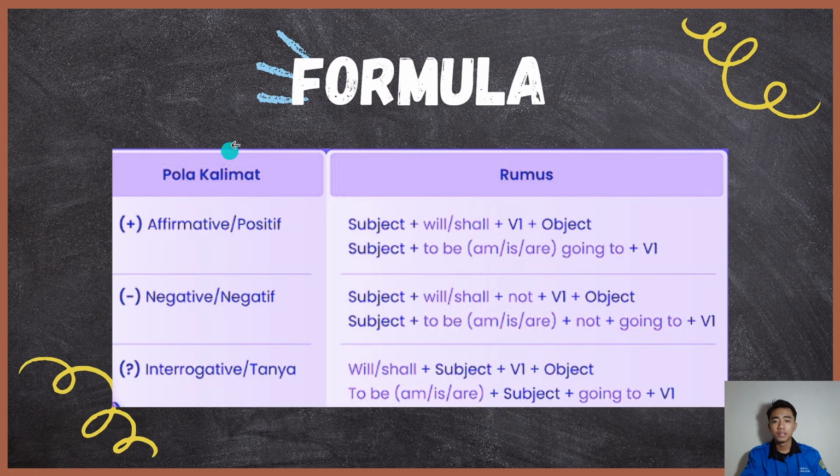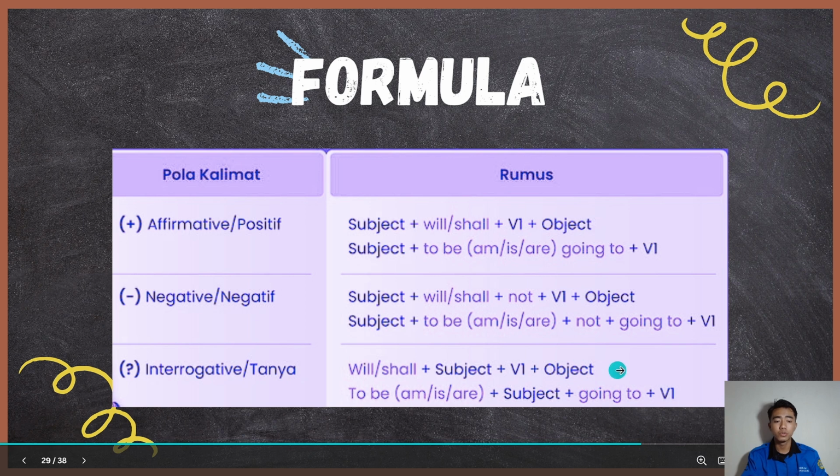Okay, this is the formula. Positive: subject plus will or shall plus verb 1 plus object. Subject plus to be am, is, are plus going to plus verb 1. In the negative, subject plus will or shall plus not plus verb 1 plus object. Subject plus to be am, is, are plus not going to plus verb 1. And interrogative, will or shall plus subject plus verb 1 plus object. To be am, is, are plus subject plus going to plus verb 1.